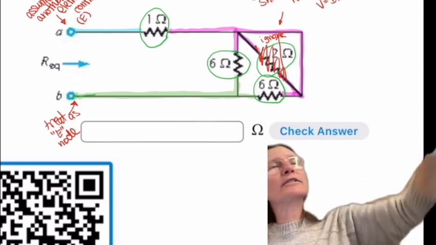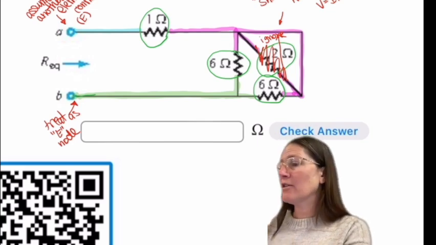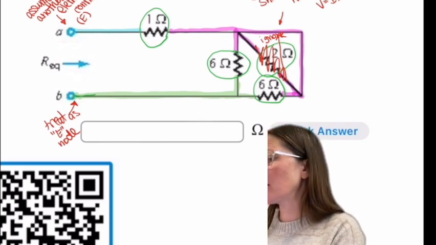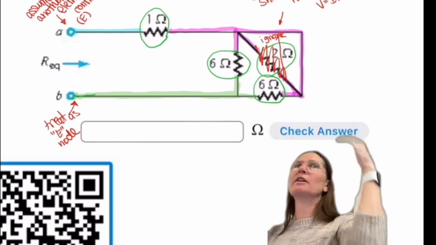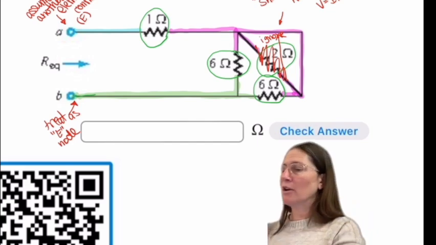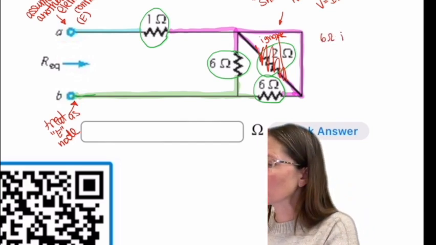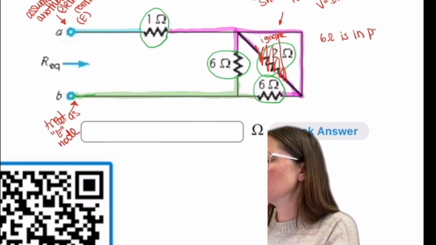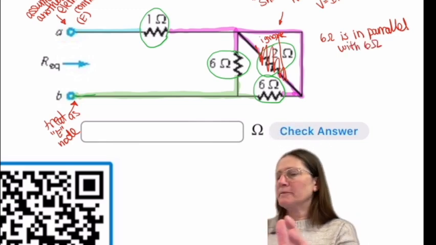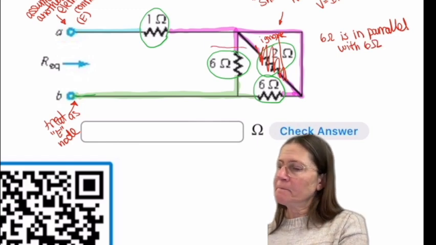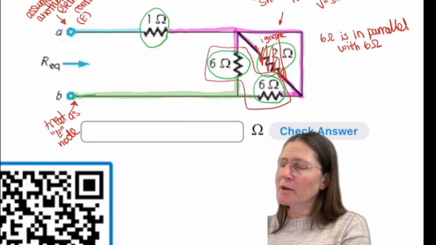What about the 6 and the 6? Those will be in parallel. So I have 6 in parallel with 6 because they're pink on one side and green together on the other side. So 6 ohms is in parallel with the 6 ohms. So those 2 are in parallel together.